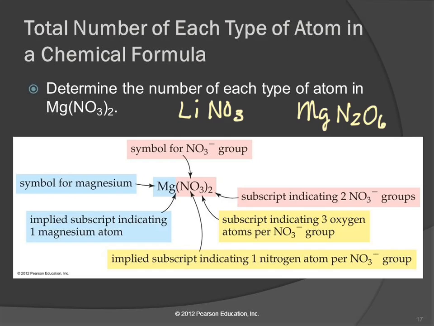What we need to understand at this point, though, is that if we're counting up how many atoms of each element there are, this is just like in math when you had 2 times (4 + 7). It distributes. So the 2 on the outside of the parenthesis applies to everything inside.